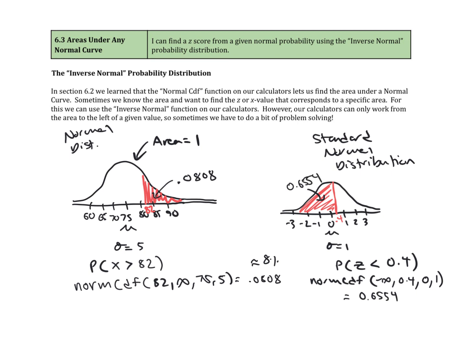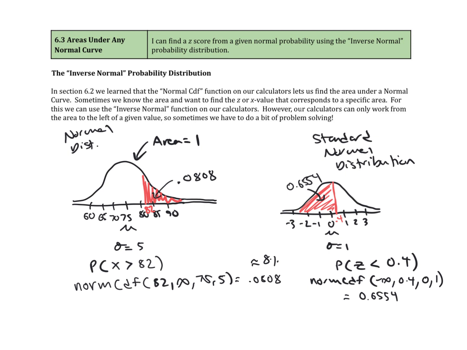So that's a bit of a review of what we did last time. We were given either the x value or the z value if it was a standard normal, and then finding the area under part of the normal curve. Now we're going to do that process in reverse. So now we're going to know the area and want to find the z or x value that corresponds to a specific area. For this, we're going to use the inverse normal function on our calculators. However, our calculators can only work from the area to the left of a given value, so we'll have to do a bit of problem solving at times.